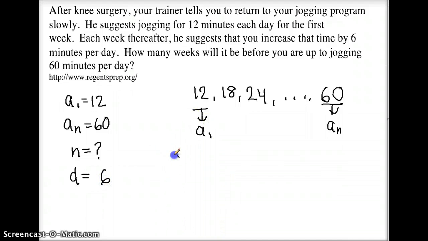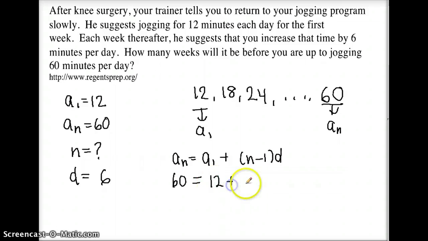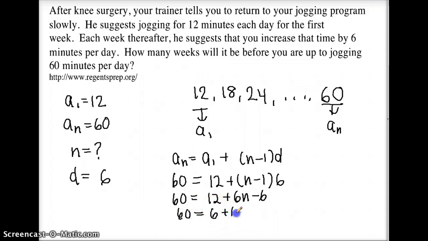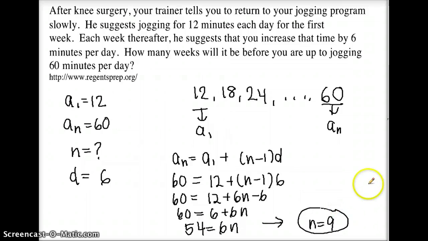So I'm going to plug that into the formula. AN equals A1 plus N minus 1 times D. So AN is going to be 60, A1 is 12, N minus 1 times D, which is 6. So 60 equals 12 plus 6n minus 6. So we have 60 equals 6 plus 6n. And then we have 54 equals 6n. And then we have n equals 9. So it's going to be 9 weeks before the person is running 60 minutes per day.